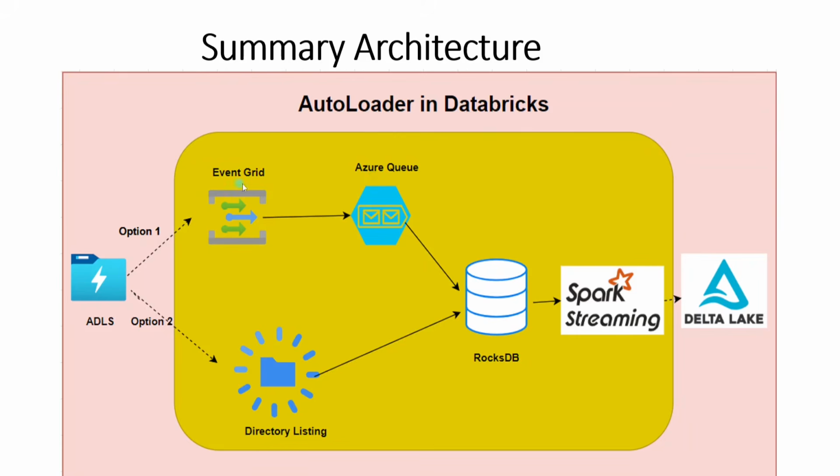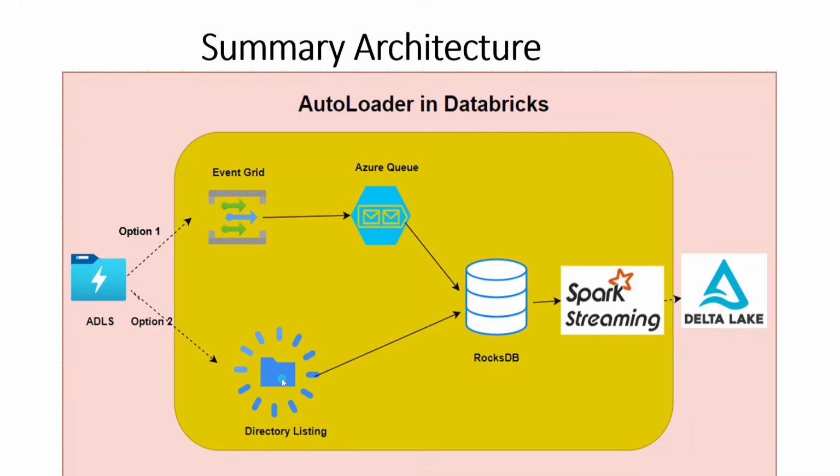For this, these services will be created by AutoLoader itself automatically, but we have to configure certain things and grant certain access. That's it. For this method, AutoLoader will consume the metadata from ADLS and store the processed metadata within RocksDB. With the help of RocksDB and the source system, Spark structured streaming will be able to process the data efficiently into our medallion architecture. This is one approach. The second approach is the default one, option 2. In this option, we don't need to explicitly mention the type. By default, it will be using directory listing.